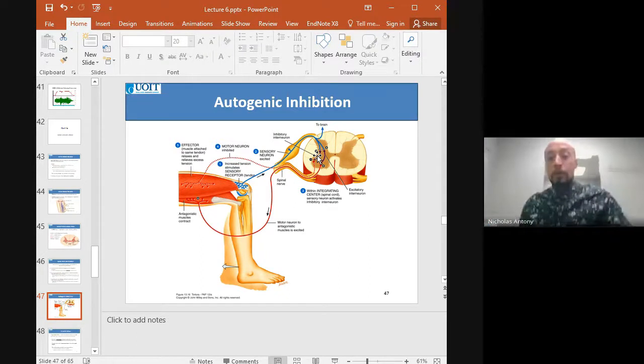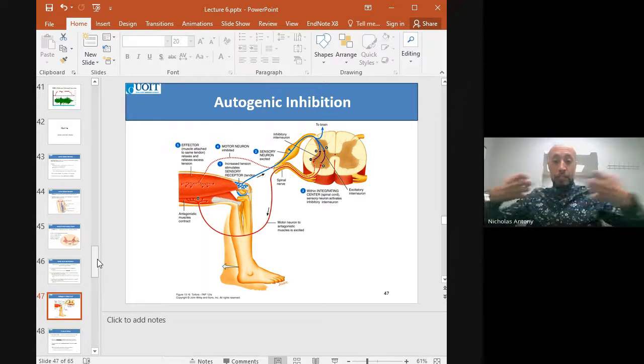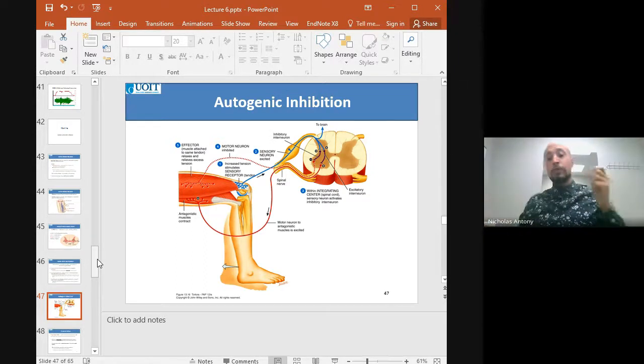So autogenic inhibition is the GTO, whereas the myostatic reflex is the muscle spindle, right? So Golgi tendon organs, they register tension in the muscle. What do muscle spindles perceive?